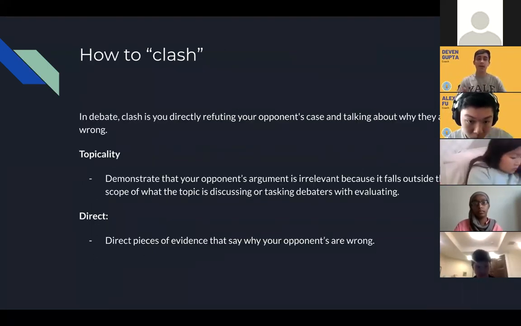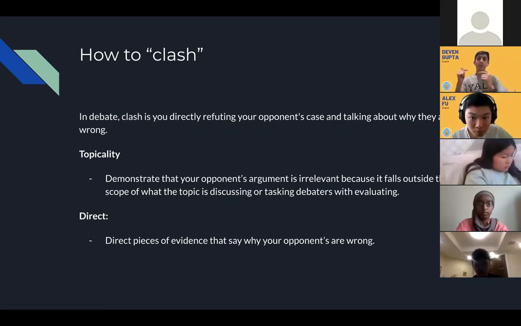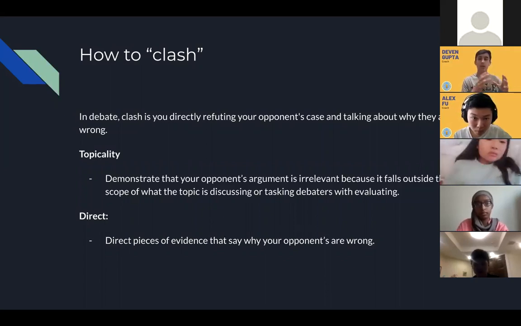Now, what is clash? In debate, clash is you directly refuting your opponent's case and talking about why they're wrong. Now, we're going to go down some categories of specific types of rebuttals, types of refutation that you can use to directly respond to a person. Say a person has a claim in their case speech. What can you do? What are some different types of responses?